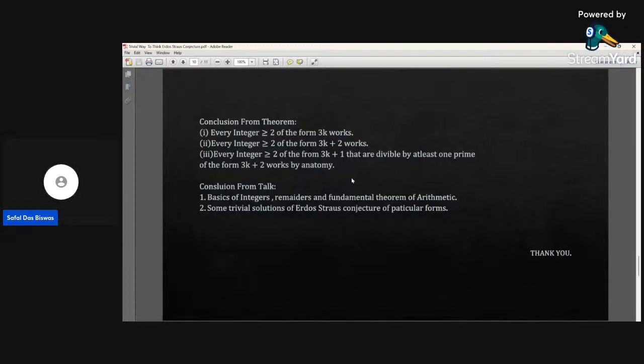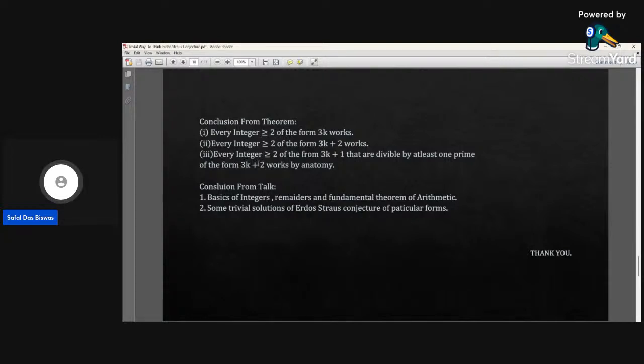For example, 25. 25 is of the form 3k plus 1, because 3 times 8 plus 1 is 25. Then how are you claiming that 25 works? I am claiming that 25 works because 5 is of the form 3k plus 2, right?